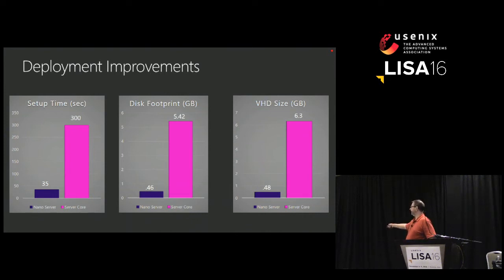Disk footprint, and then the VHD size. Remember, I told you server into desktop makes me sad, SAD. It's because server into desktop is like 9 to 10 gigabytes. I mean, it's the full desktop. I mean, you get everything there, right? 9 to 10 gigabytes. Server core, about 6 gigabytes. NanoServer, 480 megabytes. Windows Server in 480 megabytes. Who would have ever believed it?